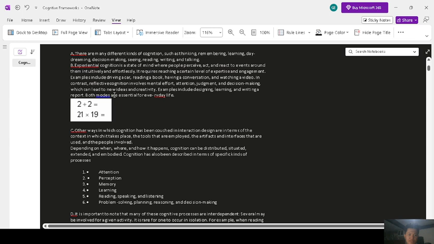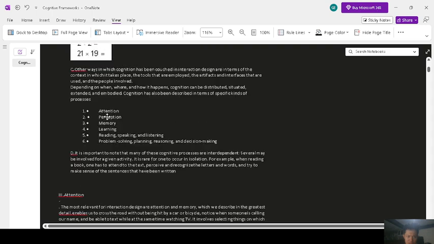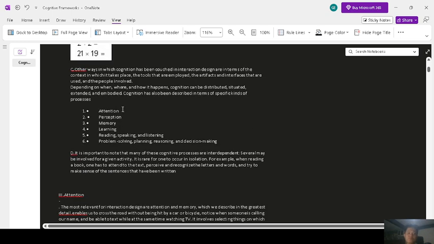But reflective cognition activates whenever you're trying to do something new that you don't do every day, such as this. So try this: 2 plus 2, you can easily calculate that. But here, try to calculate that and it will take you some time.